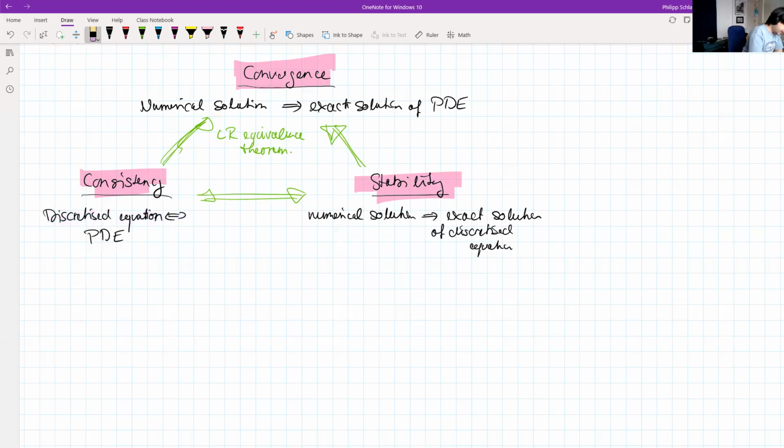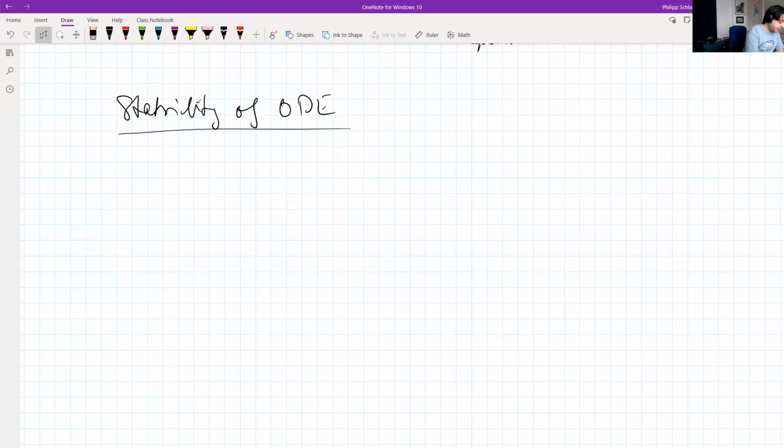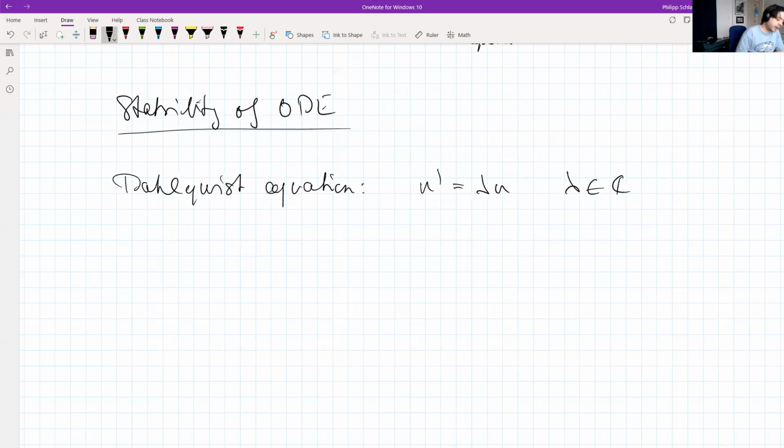Okay, so that's the summary of last time. What we would like to do now is to work a little bit more on stability of an ordinary differential equation. We have already started with the Dahlquist equation, which was u prime is lambda u, and this lambda was a complex number, so lambda r plus lambda i. And we have also found that the exact solution of this equation is u of t is a times e to the lambda t.